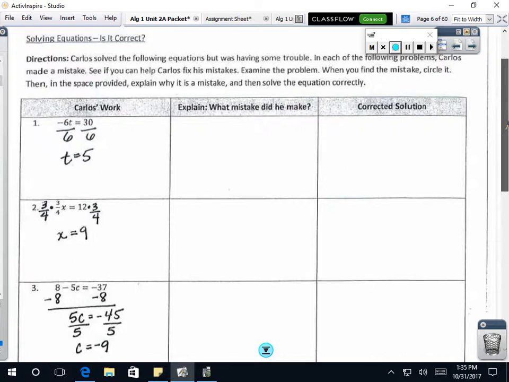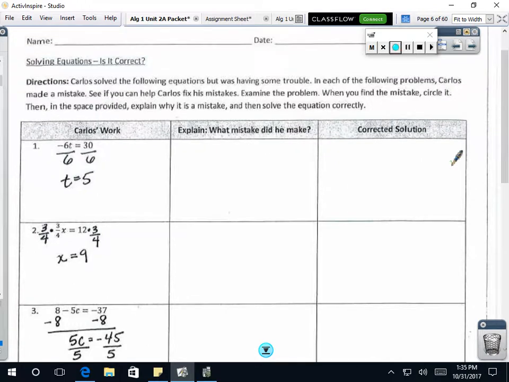All right, Carlos solved the following equations but was having some trouble. In each of the following problems, Carlos made a mistake. See if you can help Carlos fix his mistakes. So we need to examine the problem. When we find a mistake, we're going to circle it. Then in the space provided, we're going to explain in words what the mistake is, and then we're going to solve the problem correctly. Okay, so the problem that he's solving is negative 6t equals 30.